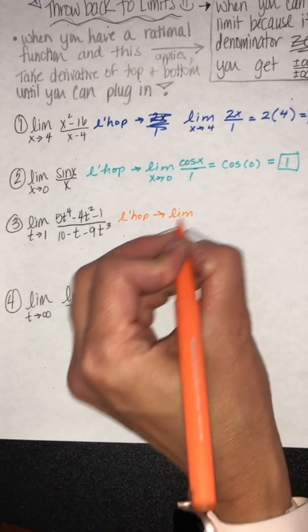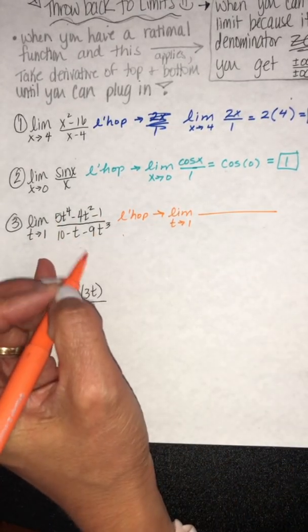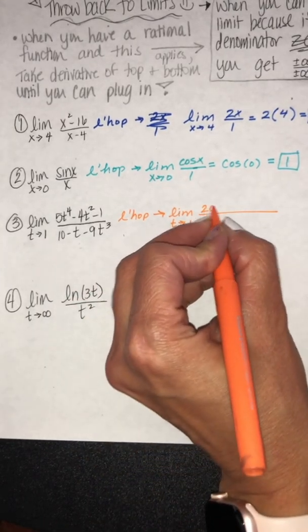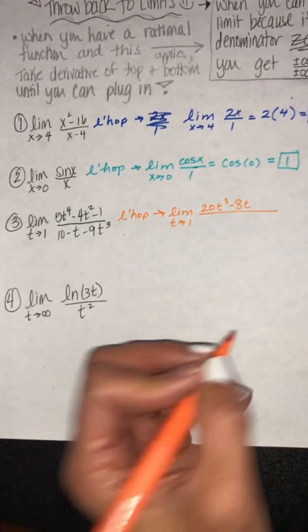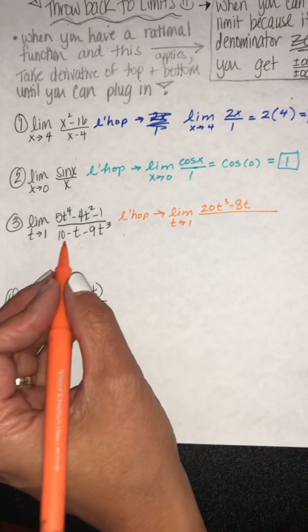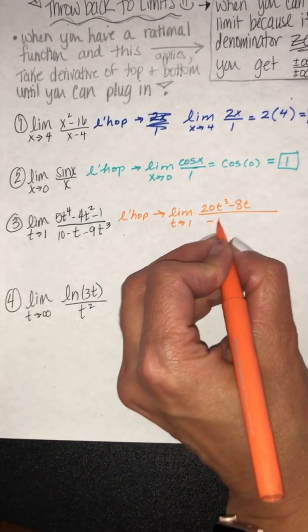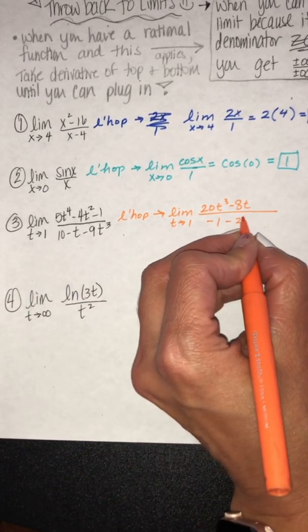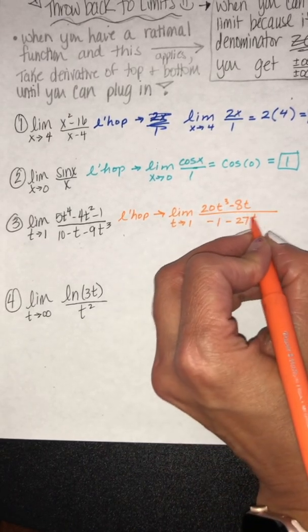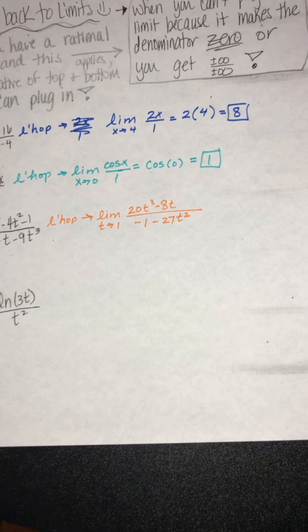So I'll have the limit as t approaches 1 of the derivative of the numerator. Using power rule, that would be 20t to the 3rd minus 8t. Derivative of 1 is 0, so I don't need to put anything else. The derivative of the denominator, derivative of 10 is 0. Derivative of negative t would be a negative 1. And the derivative of negative 9t to the 3rd would be negative 27. 9 times 3 is 27. T squared. Now, if I plug in a 1 for t now, it will not make the denominator 0. So I am good to plug it in.